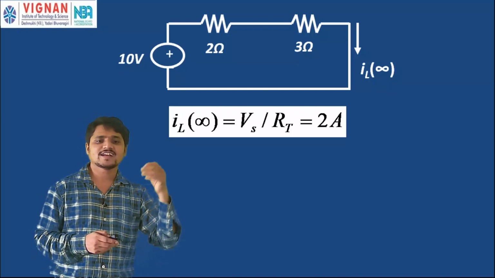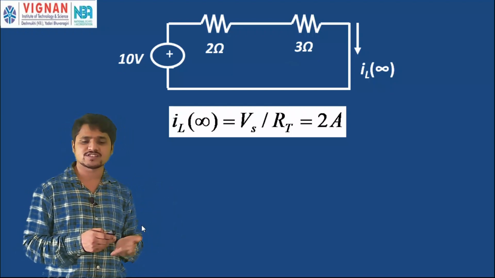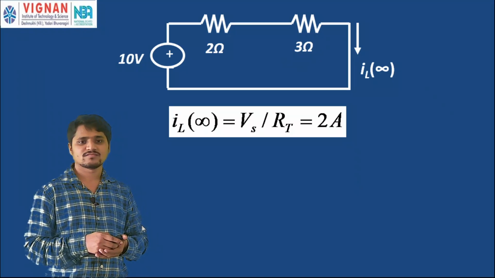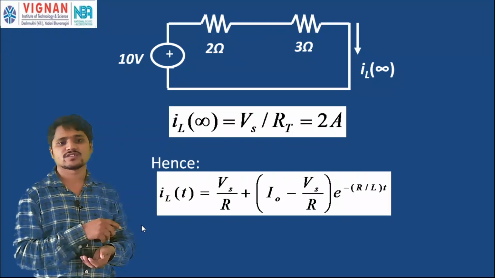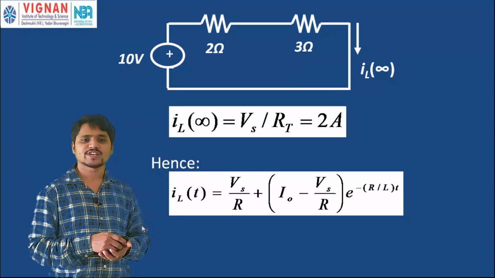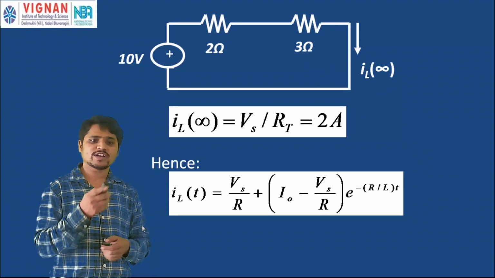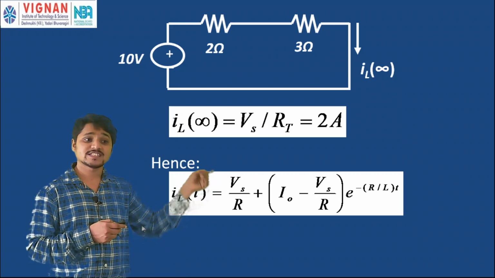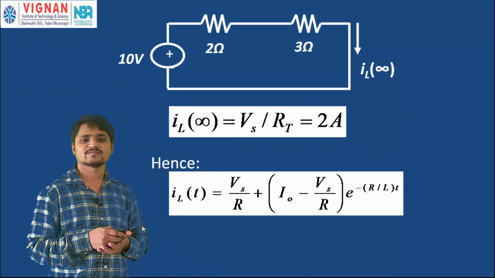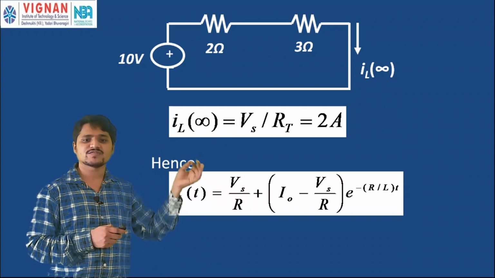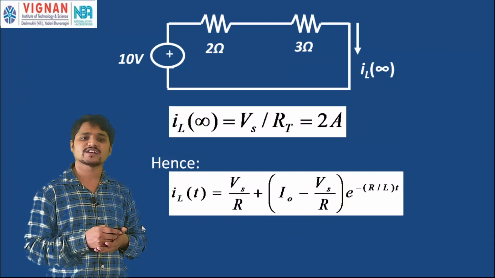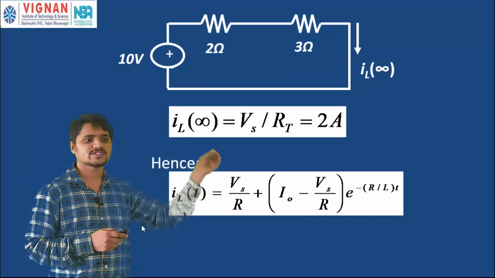So the initial current, IL of 0 minus, is 5 amperes and the final current is 2 amperes. So this is the result. Therefore IL of t is equal to Vs by R. This Vs by R indicates IL of infinity, the steady state current, that is 2 amperes. Now I naught minus Vs by R into e to the power of minus R by L t is the transient current. So we have the steady state current and the transient current.